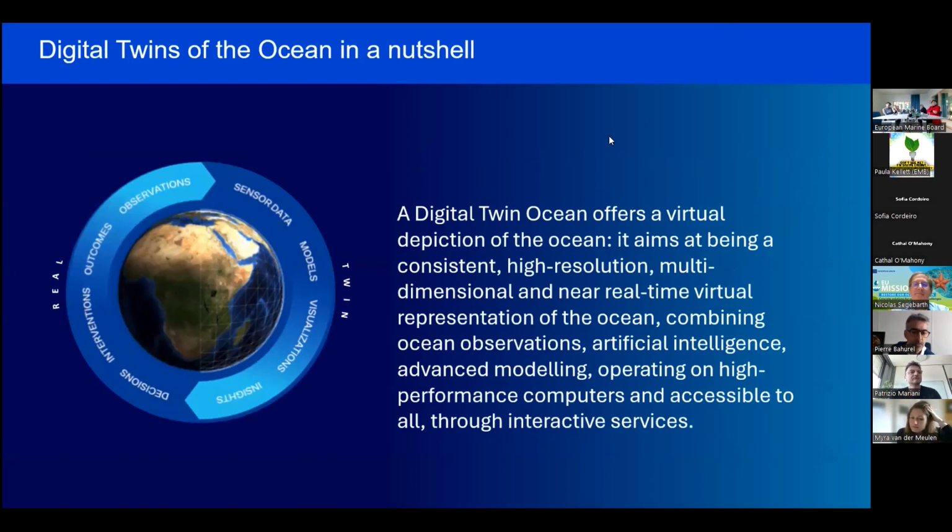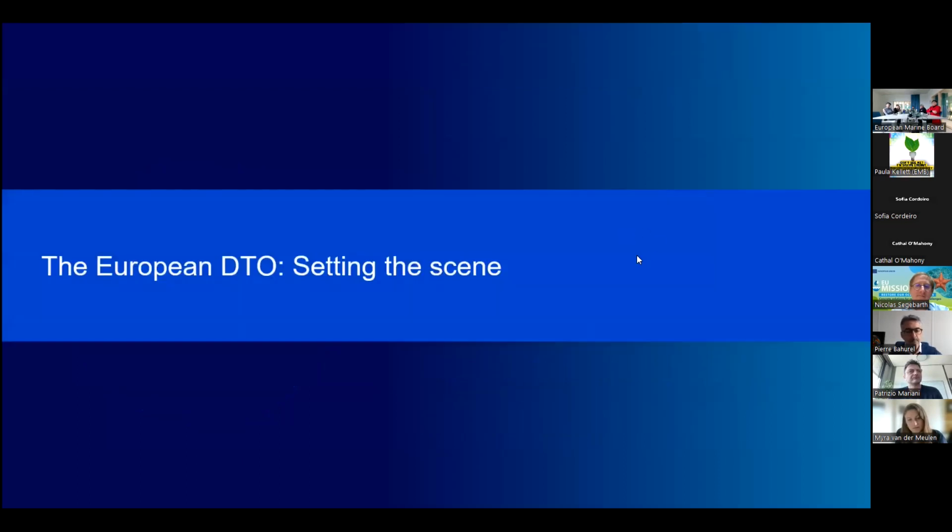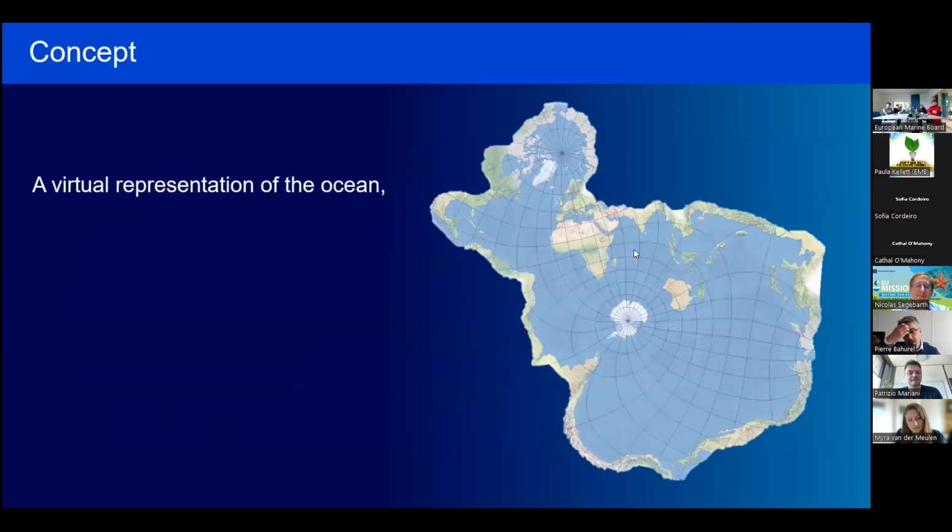As Nicolas said, there are different definitions, but if we put all the keywords together, this is a virtual depiction of the ocean, aiming at being a consistent, high-resolution, multidimensional, near-real-time virtual representation of the ocean. You combine different sources, observations, artificial intelligence, advanced modeling, and you will need high-performance computers. The goal is to open access to all through interactive services. We could take time to discuss this definition, but my goal is to explain what we have as a concept.